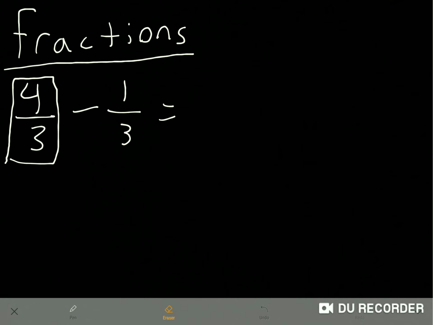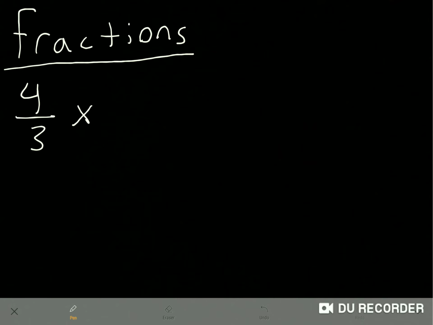So let's try another. Let's go for multiplication. Now for multiplication, as I said before, we're going to multiply both the numerators by each other. So that's going to be 4 times 1 to be 4. And then we're going to multiply the denominators. 3 times 6 is 18.